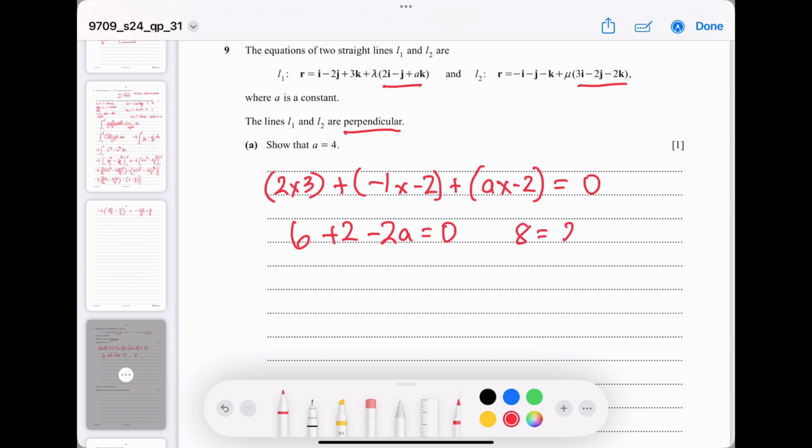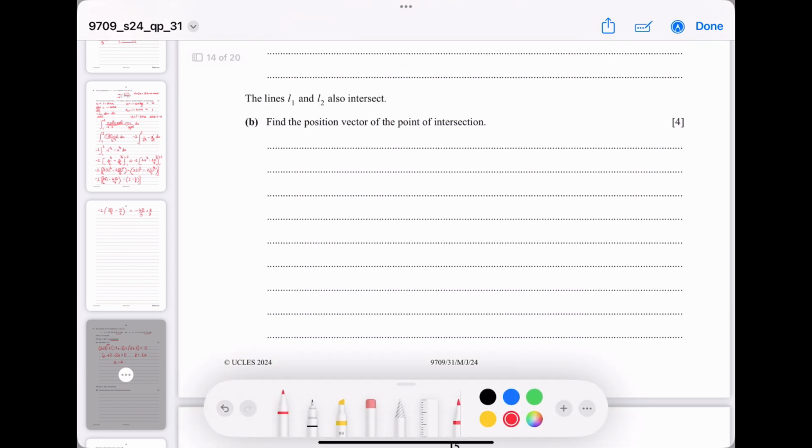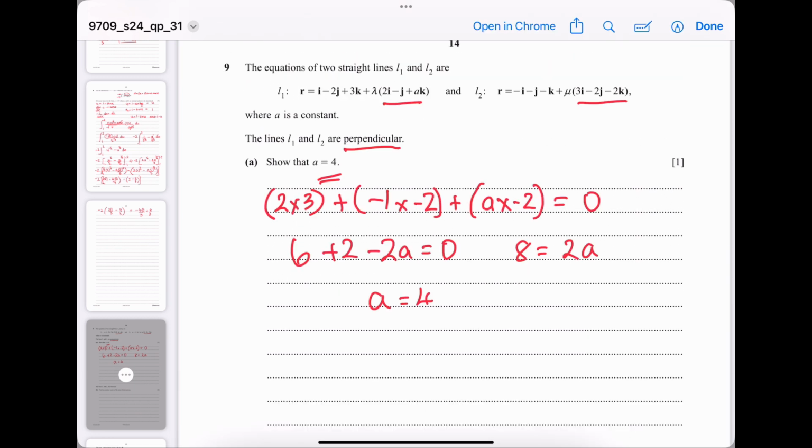So 8 is equal to 2a, and a is equal to 4. So there we go, we have shown that a is equal to 4. Here they've told us that the lines do intersect. So we need to write parametric equations here for each of the two, line 1 and line 2.